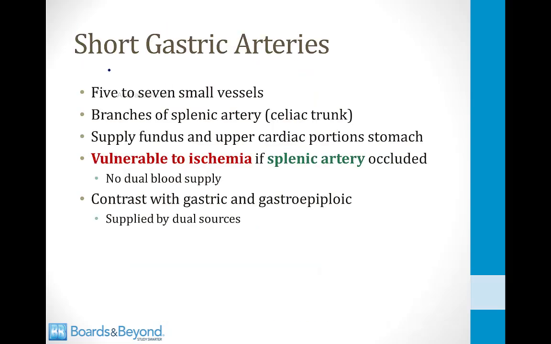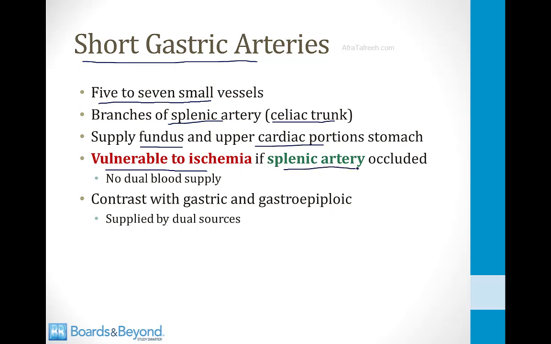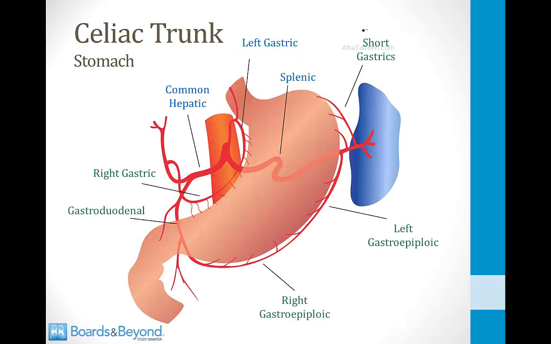Another clinical tie-in with the blood supply to the stomach has to do with the short gastric arteries. These are 5 to 7 small vessels. They're branches of the splenic artery off the celiac trunk, and they supply the upper portion of the stomach, the fundus, and the cardiac portion of the stomach. I'll show you that in a minute. And they're vulnerable to ischemia if the splenic artery becomes occluded because unlike other parts of the stomach, this does not have a dual blood supply, and you can contrast this with the gastric and gastroepiploic arteries which have dual sources.